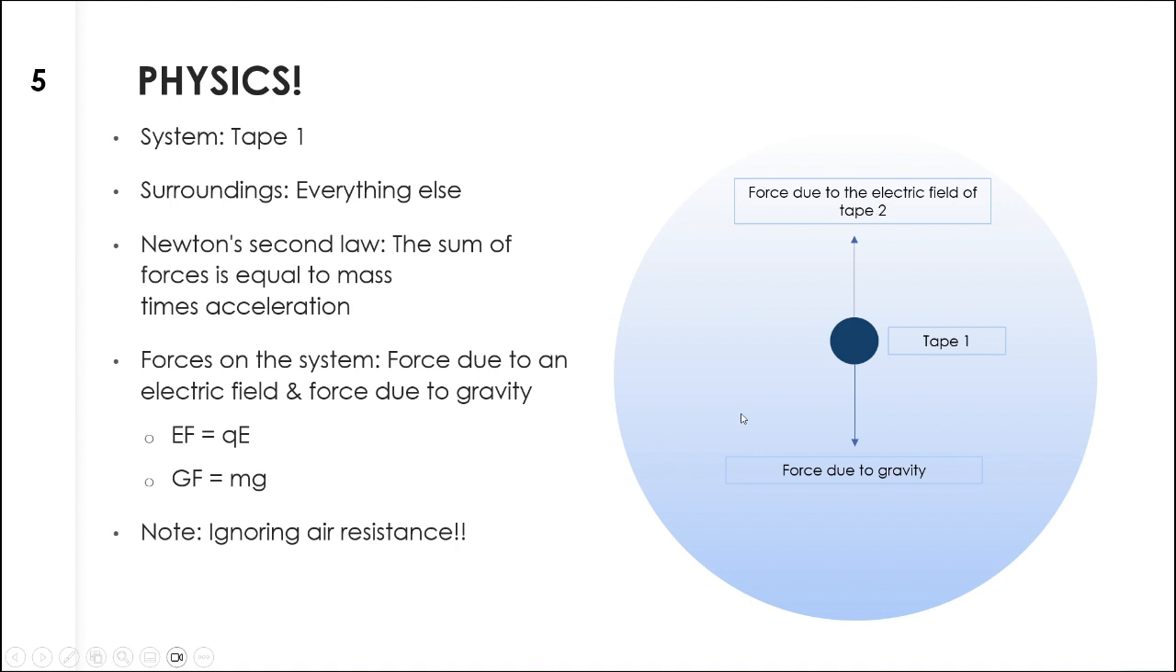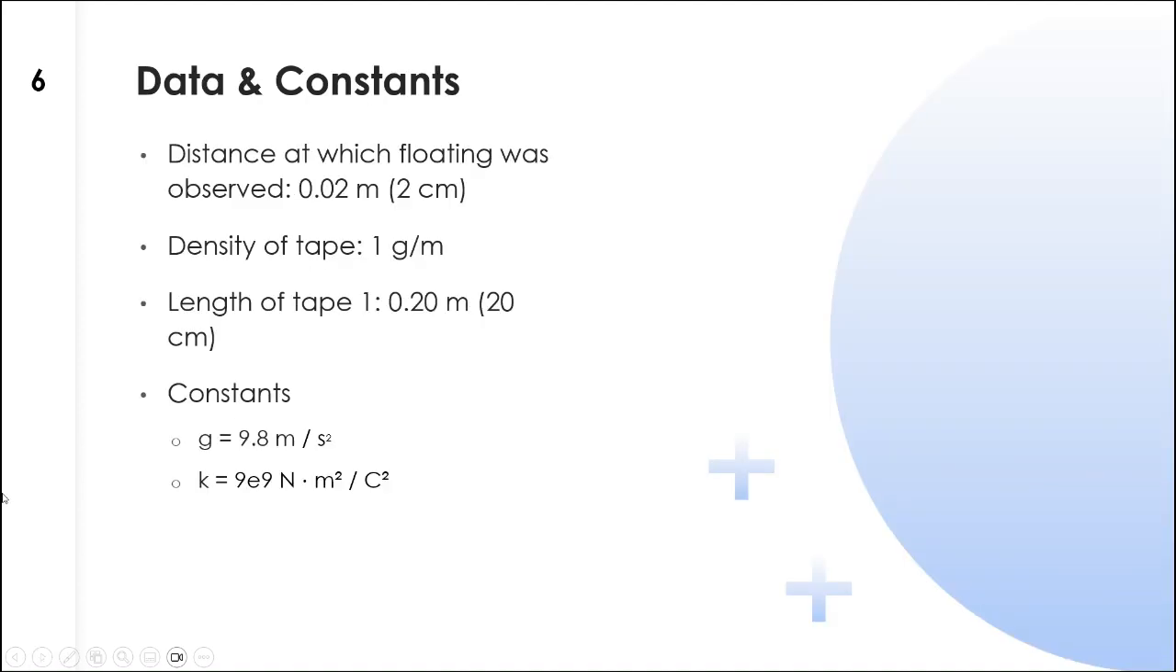So our system was tape 1, our surroundings were everything else, and the forces on the system were our force due to the electric field of tape 2, which is upwards, and then our downwards force due to gravity. We are ignoring air resistance here, and we know that Newton's second law says that the net force is equal to mass times acceleration.